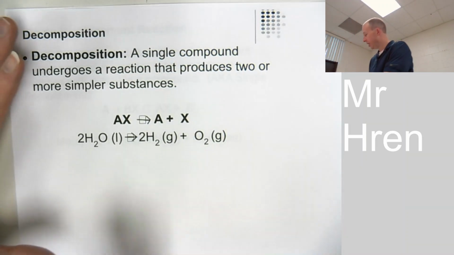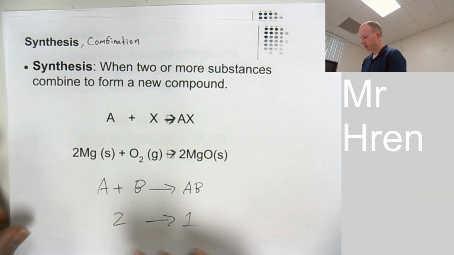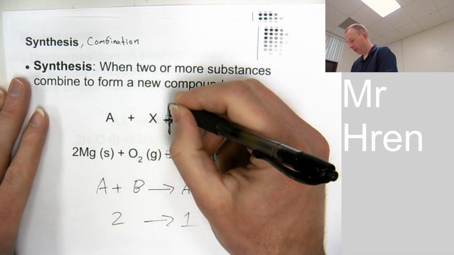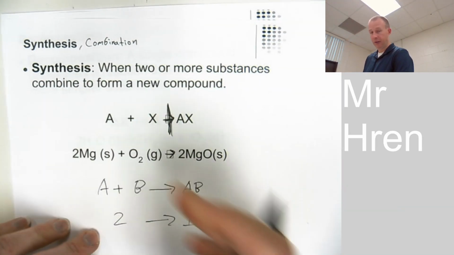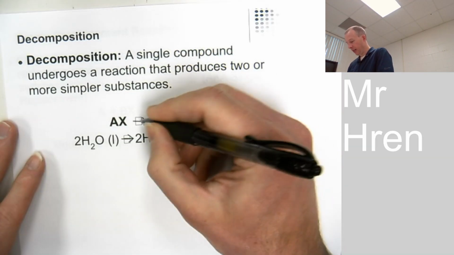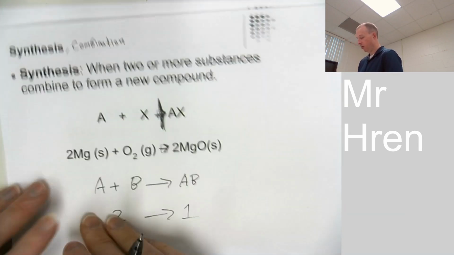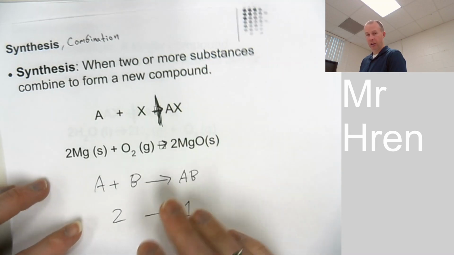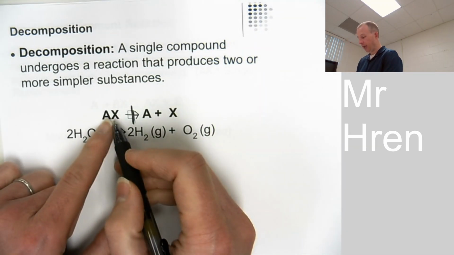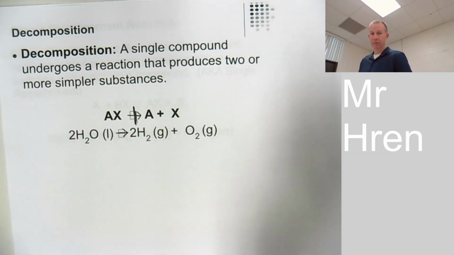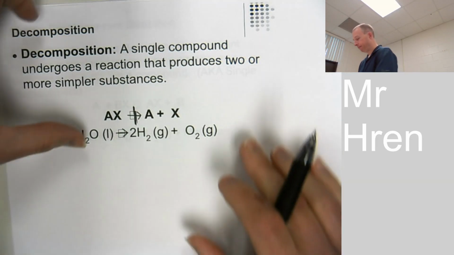And just to be clear, I'm viewing the arrow for all these reactions, for synthesis or whatever, as the dividing line that I'm looking at when I say you have one thing breaking into two things, or two things making one thing. All right, so you have one reactant makes two products in a decomposition reaction. Simple as that.